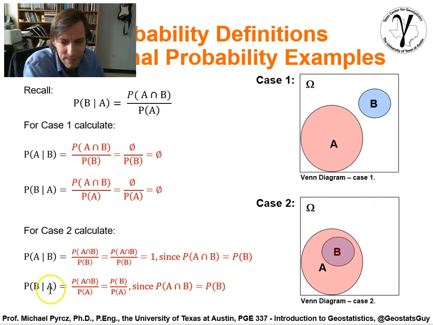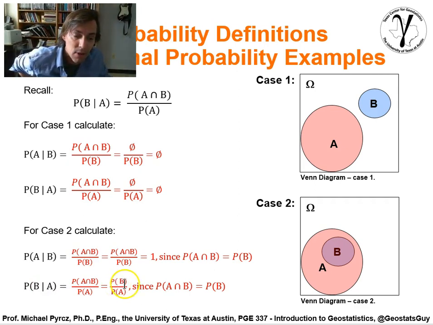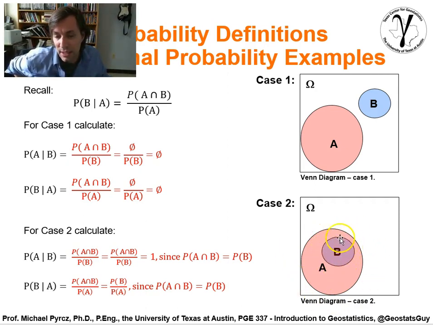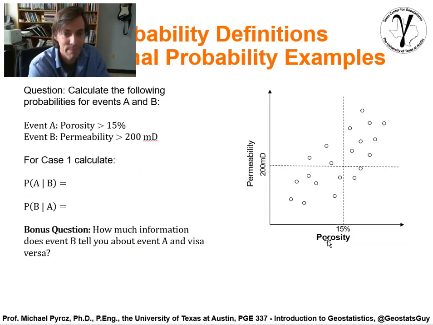Probability of B given A is also very interesting because in this case, once again, the intersection of A and B is equal to the probability of B. If you substitute into the equation, you get the ratio of the probability of B divided by the probability of A. And that makes sense. You shrunk your universe to A. And so it's just the size of B relative to the size of A for the conditional probability. Okay, so I'll give you another example right here.